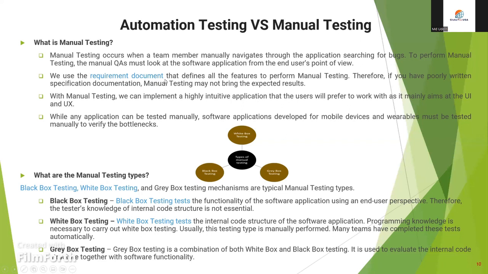We use the requirement documents that define all the features to perform manual testing. Therefore, if you have a poorly written specification document, manual testing may not bring the expected result. With manual testing, we can implement a highly intuitive application that users will prefer to work with. It mainly aims at UI and UX, the user interface. While an application can be tested manually, software applications developed for mobile devices and wearables must be tested manually to verify the bottlenecks. So these four points can be told to the interviewer if he asks what manual testing is.